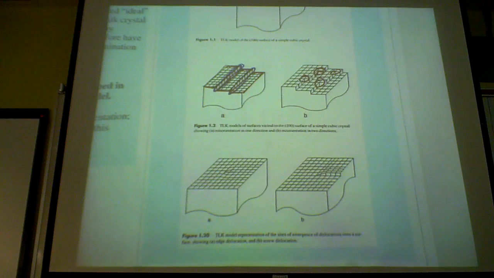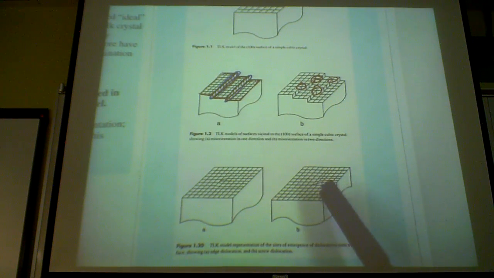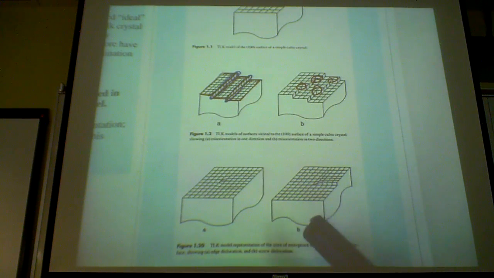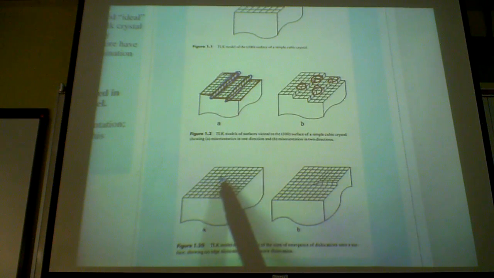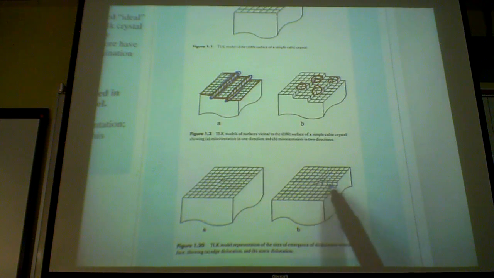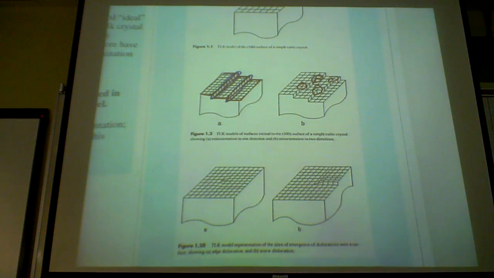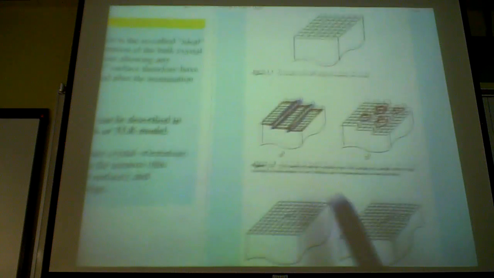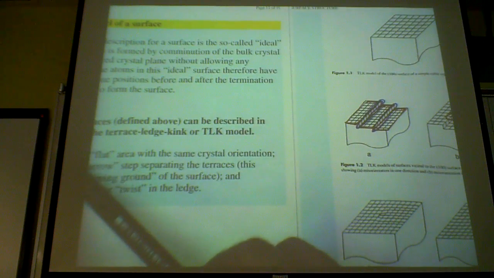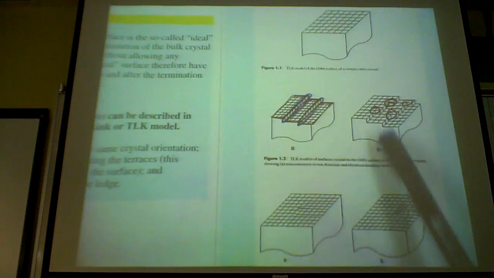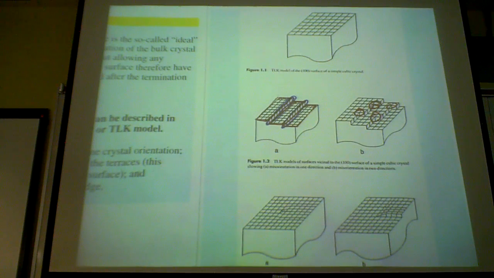Of course in real life, technically the TLK model should contain defects, because sometimes you would allow it to relax, and you may have little defects like this. There's an expansion at this point, and there's a bump at this point, things like this in terms of defects. But we don't worry about it. I just want you to know the terminology of terrace, ledge, and kink, and this is the definition that we have.